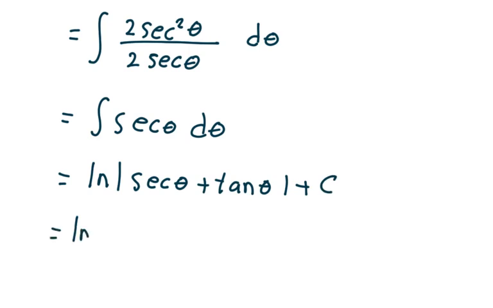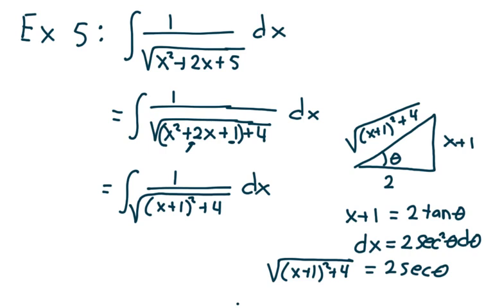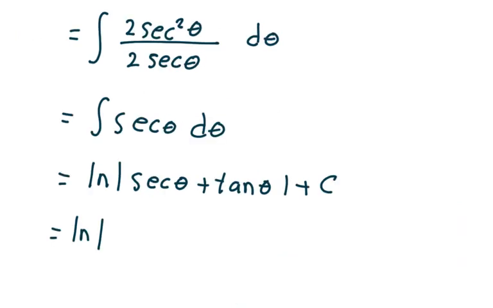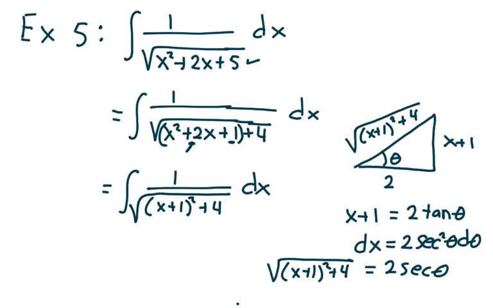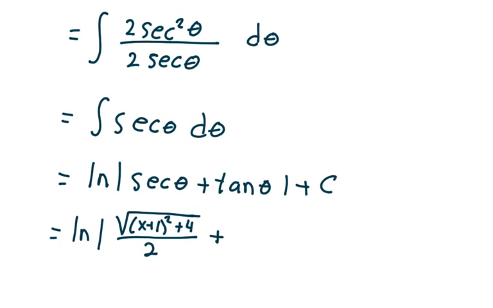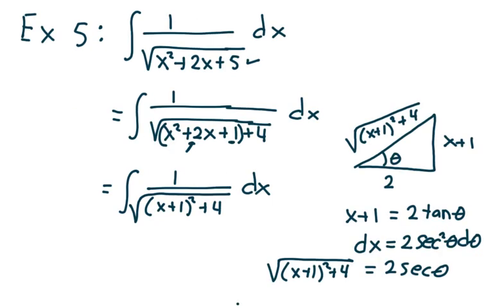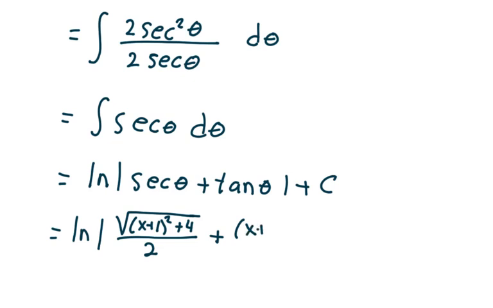But secant theta is the square root of (x plus 1) quantity squared plus 4, which, by the way, is nothing more than that, okay? So we get square root of (x plus 1) squared plus 4, and I'm going to divide by 2, plus (x plus 1) over 2, plus c. Now, I can simplify this a little bit, and I'm going to show you.